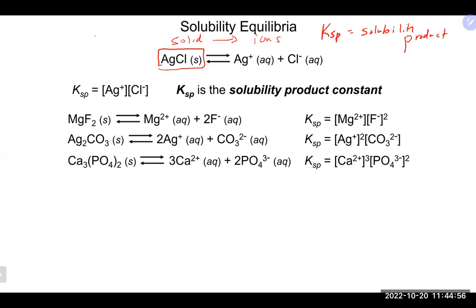Now, we do it just like we do any other equilibrium expression. So if you happen to have something that breaks apart into, like we see on the second one, a couple of fluorides, you do need to, like normal, take that into account when you write your expressions. So the coefficient for each ion becomes its exponent, like normal, and needs to be taken, obviously, into account.